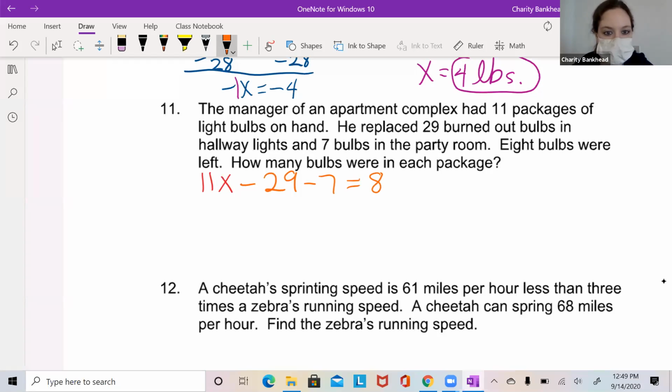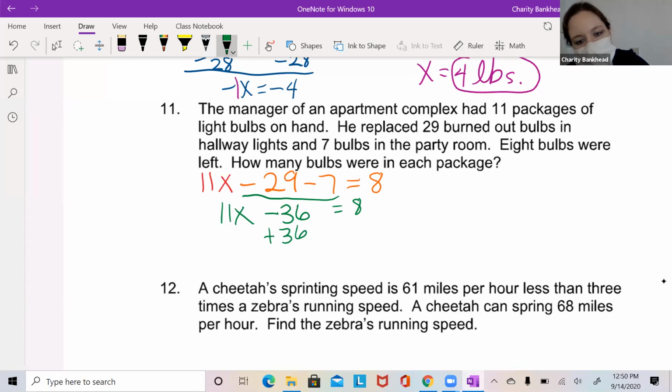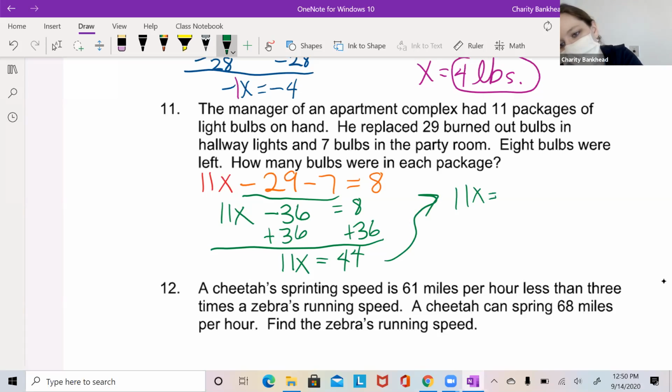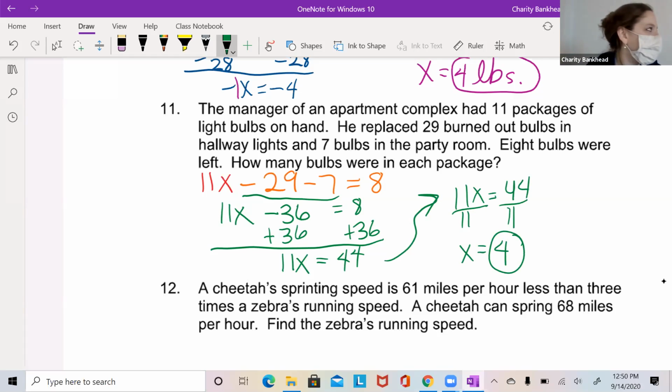All right, so we have 11x minus 29 minus 7 equals 8. So combine like terms. Negative 29 minus 7 would be negative 36. So 11x minus 36 equals 8. And then add 36 to both sides. So 11x equals 44. So divide both sides by 11. X equals 4. So there were 4 light bulbs in each package.